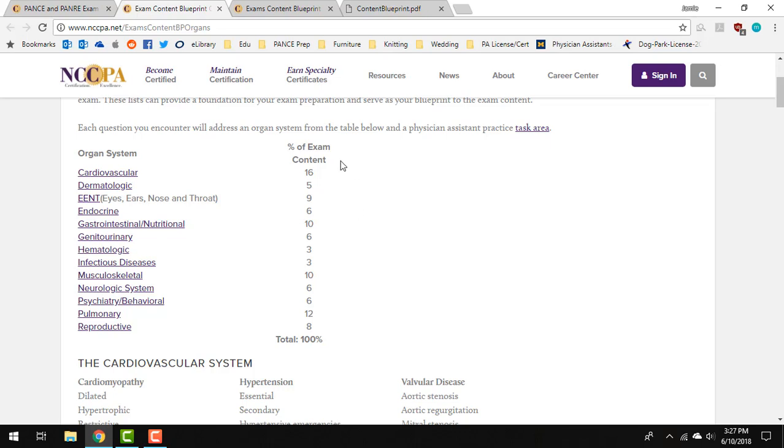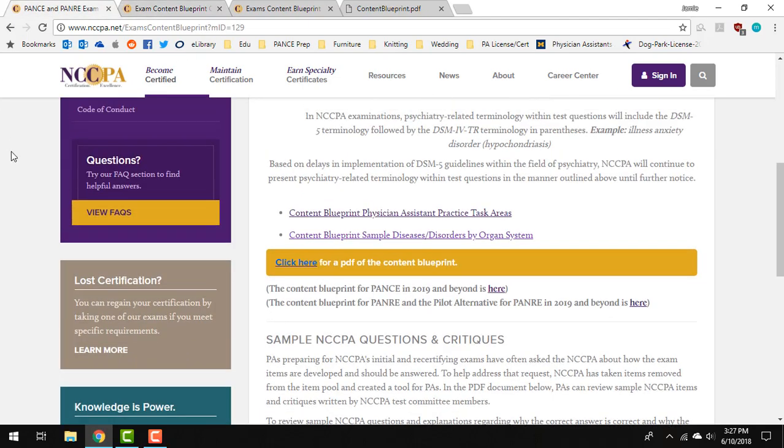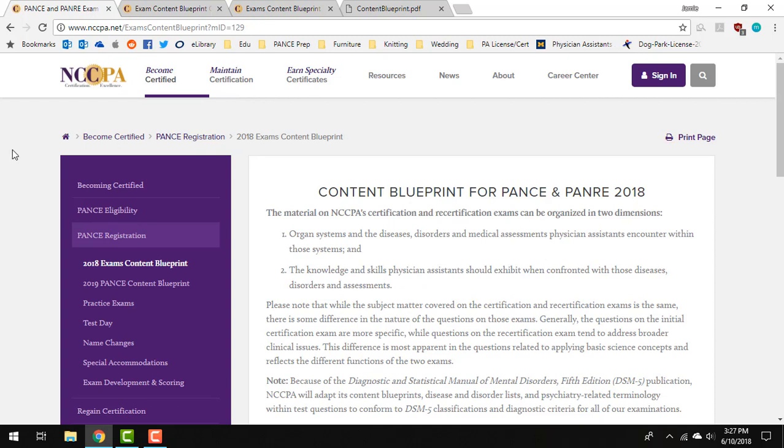As far as the PANCE itself, this is probably the most important part. So the PANCE itself is a 5-hour exam and 300 questions. The 5 hours are broken up into 5 different blocks. That means that each block is 1 hour, and in each block you get 60 questions. So you basically get a minute for each question. A minute for each question doesn't sound like a lot of time, and it may not be for some people, and for other people it is.